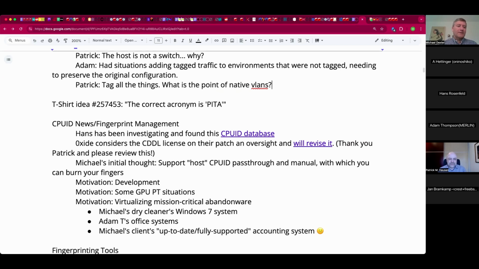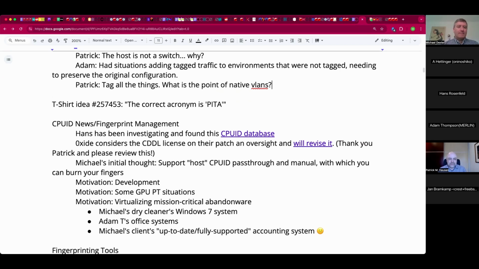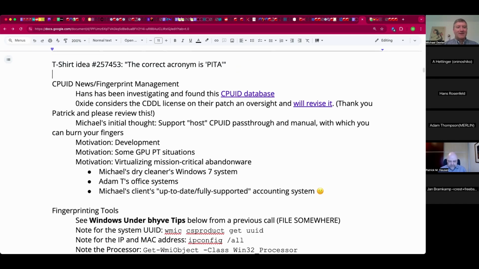Interesting point that you want to plan ahead, it sounds like, a bit like people getting their bridge networking wrong. Anywho, awesome. That was great. And thank you for the t-shirt idea, 257,000. That's a rough number. I have a running T-shirt list idea elsewhere. We can go through those.